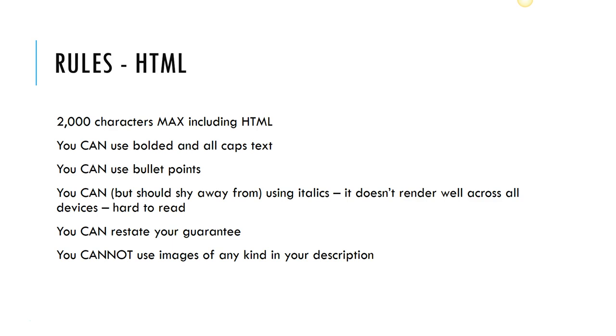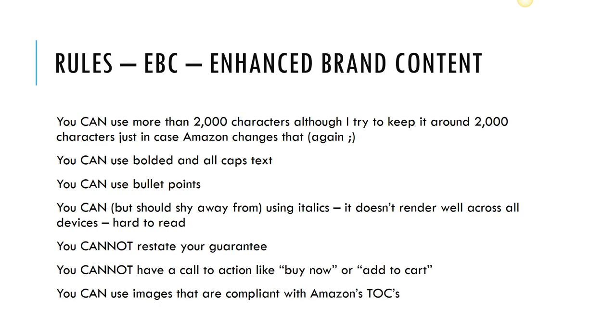You cannot restate your guarantee in your EBC description, okay? And I've had multiple people argue about that. I have clarification from Amazon left and right. I've had people, after I send them their EBC description, say, oh, well, I added the guarantee in there, and then Amazon came back and said we couldn't use it, and I said it's because of the guarantee. So they take the guarantee out. Of course, everything's fine. So believe me when I say, HTML, use your guarantee. If you have the ability to do EBC and images, then don't use your guarantee, okay? With HTML, you cannot use images of any kind in your description, which I think you probably know.